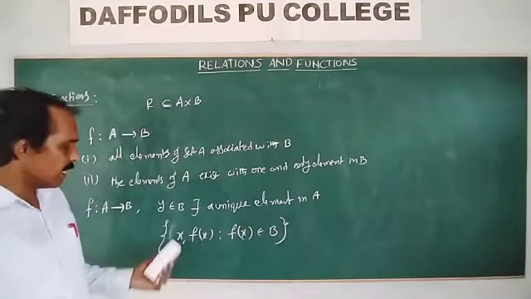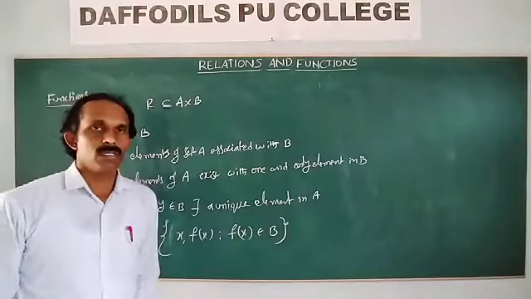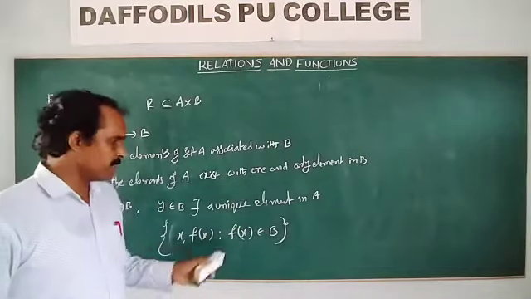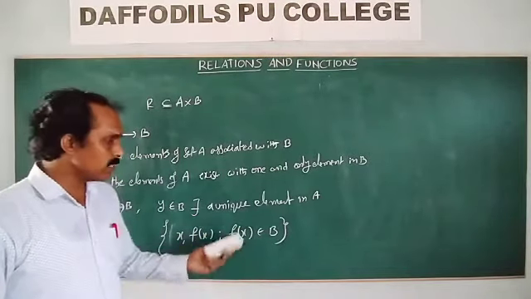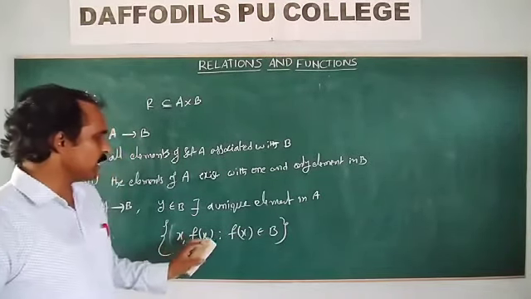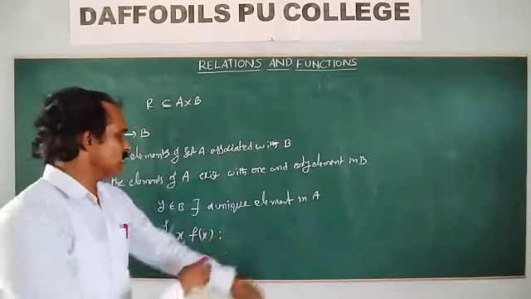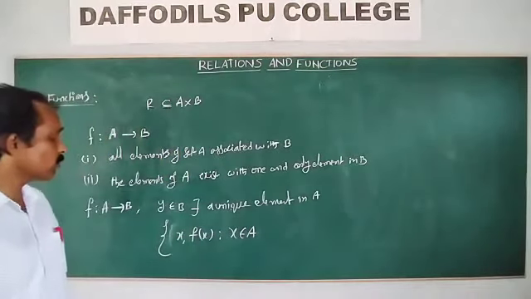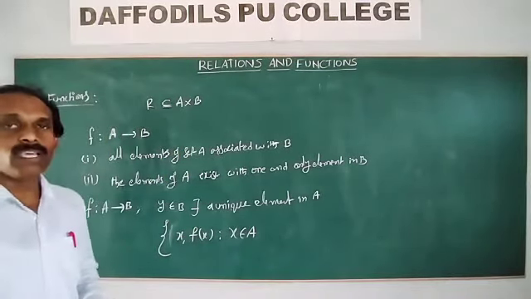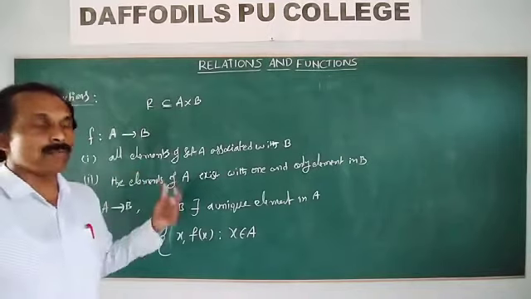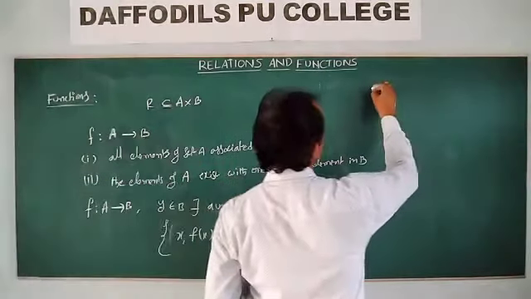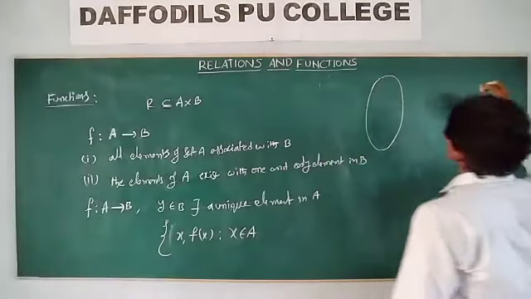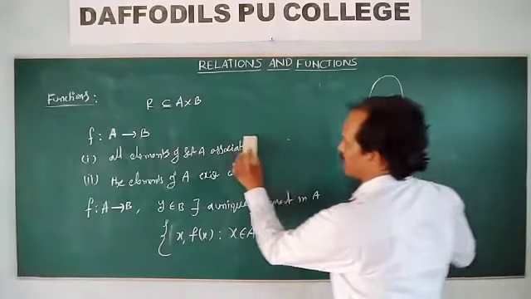This is the function. X belongs to A and f(x) is a unique element. F(x) belongs to that B. So (x, f(x)) such that x belongs to A. Okay, clear? So only one element means a unique element. For example, like this one. So I have some examples.